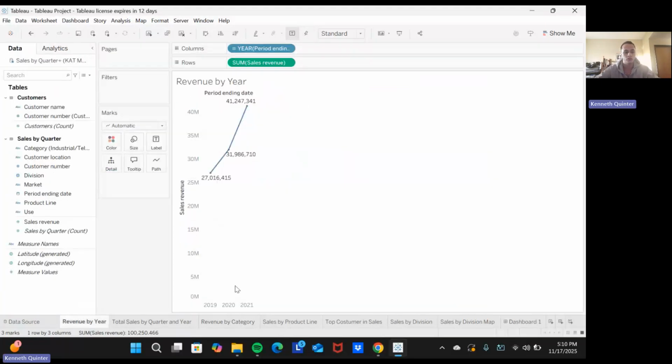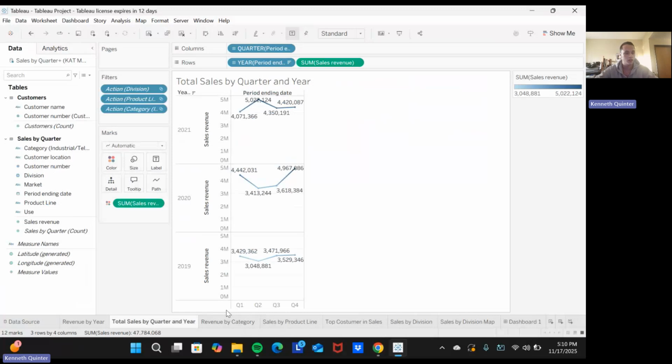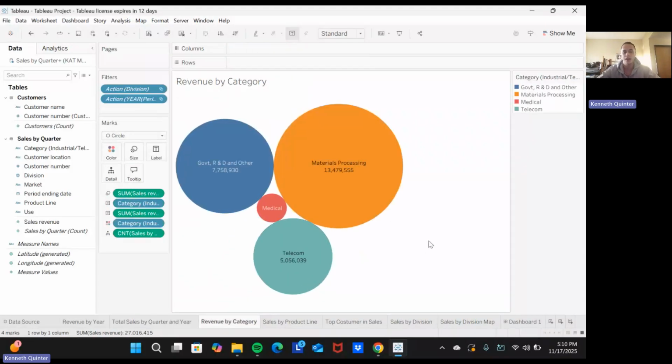One of the first visuals I created was a revenue by year chart, which shows how the company's revenue has trended over the past 3 years, highlighting steady growth. I also designed a chart that displays total sales by quarter and by year, breaking the information into smaller sections so it's easier to analyze. Another visual I included is a revenue by category chart, which helps identify which areas of the business generate the highest revenue in each year or quarter.